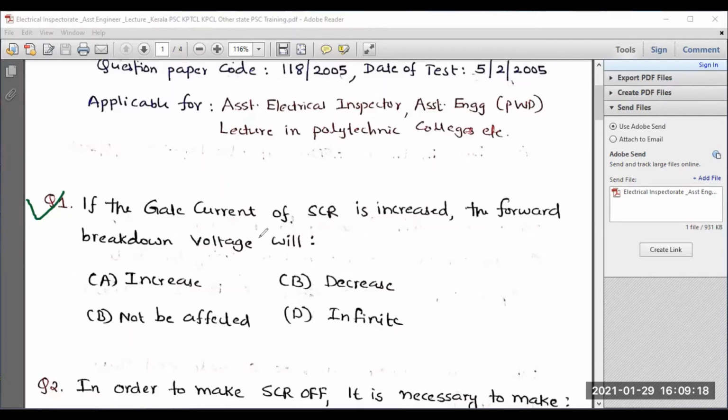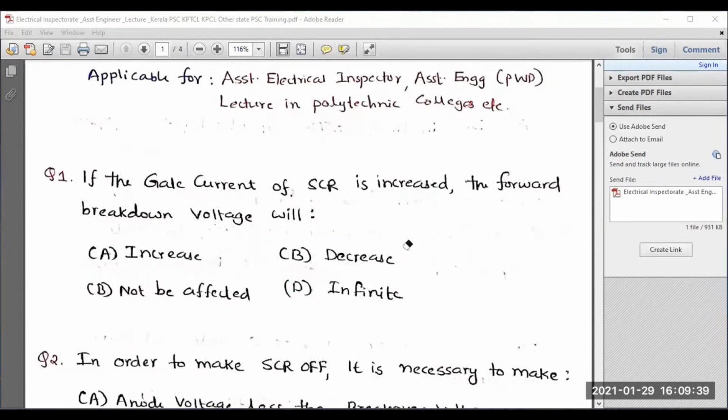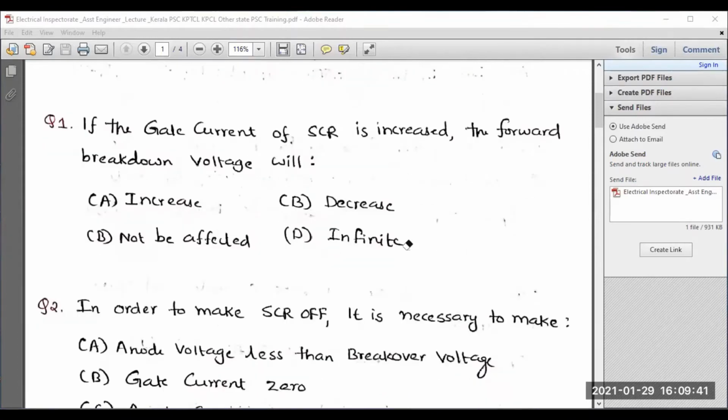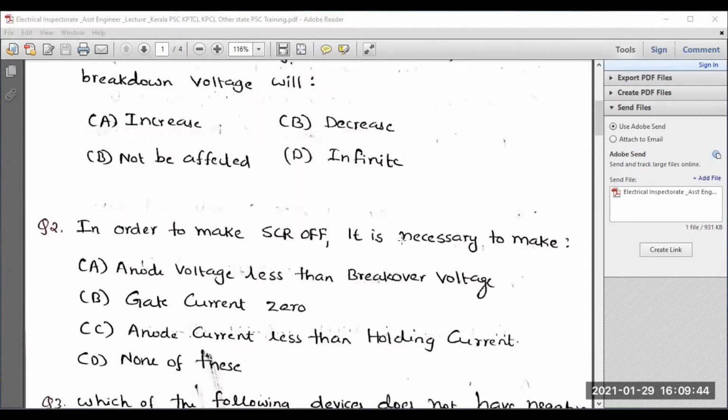As a result, we can say that the forward breakdown voltage will be reduced, because I am going to provide a high gate current. So I can go for option B. Option B is the right answer for this question. You have to study latching current, holding current, when SCR will turn on, and how to turn off SCR. You can refer to any textbook of power electronics and make a note.